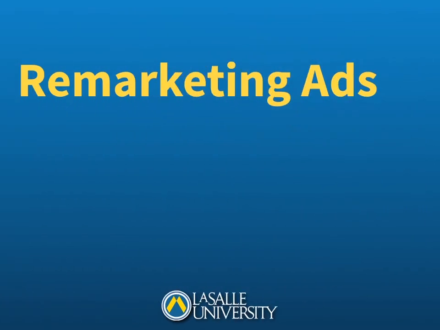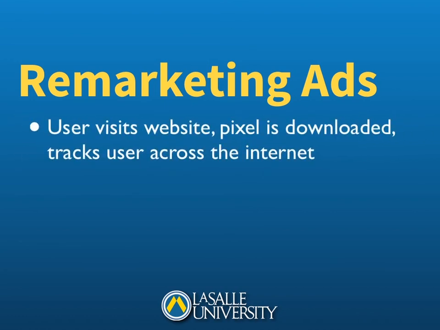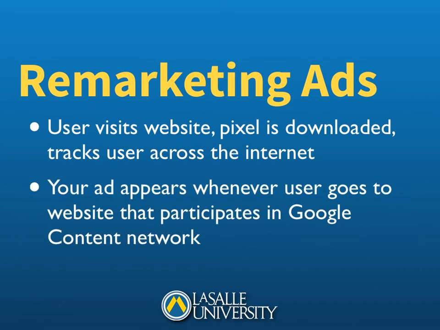And then the remarketing ads. What happens there is once you've been to a website, something called a pixel is downloaded, and it tracks the user across the internet. And you can see where privacy concerns come into play. A lot of privacy advocates don't like remarketing ads. They are very effective, however. Your ad appears whenever a user goes to a website that participates in the Google Content Network. So if you go to WebWorker Daily or whatever, the ad from Zappos or the Orkin Man will show on websites. And that's a pretty effective way to engage with somebody.